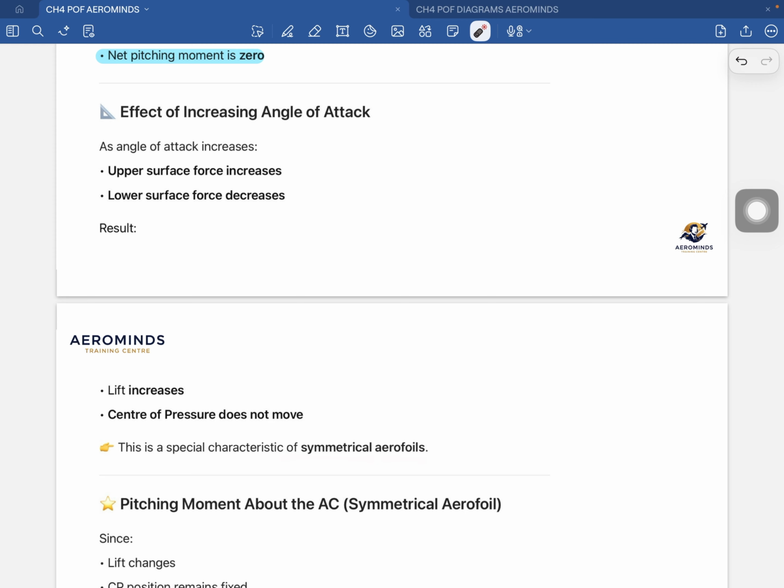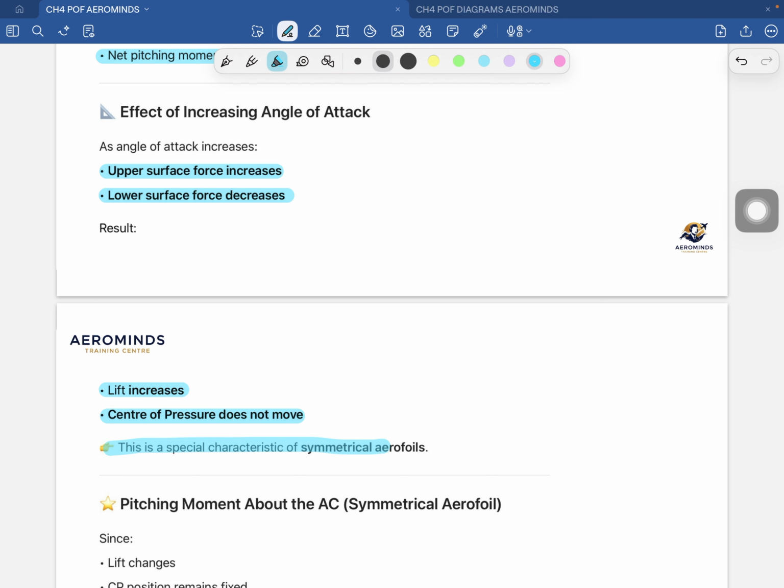And what happens in a cambered aerofoil? The center of pressure moves with the angle of attack. In a symmetrical aerofoil, it always remains the same. So upper surface force increases, lower surface force decreases, and the result is that the lift will increase and the center of pressure does not move. This is a special characteristic of a symmetrical aerofoil.